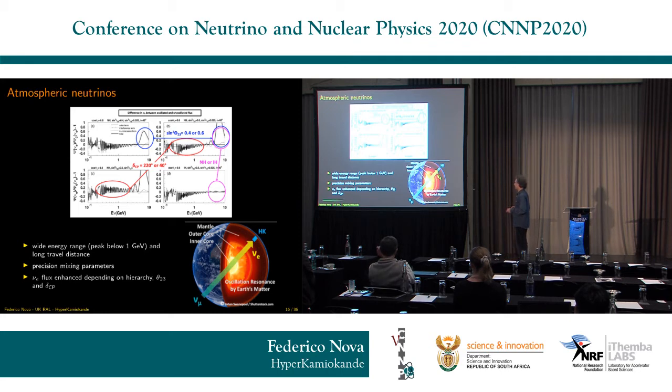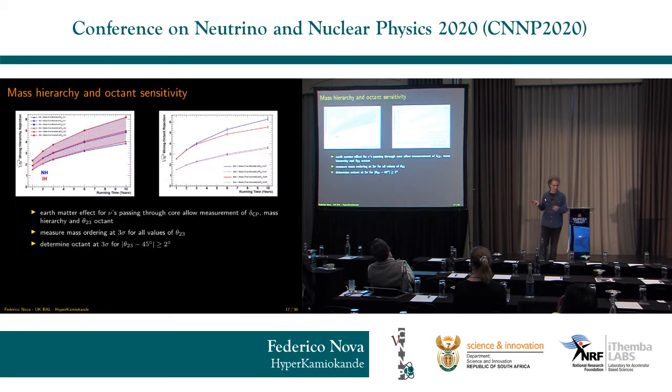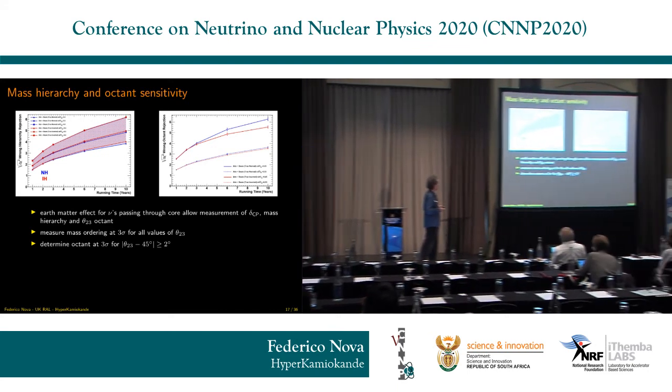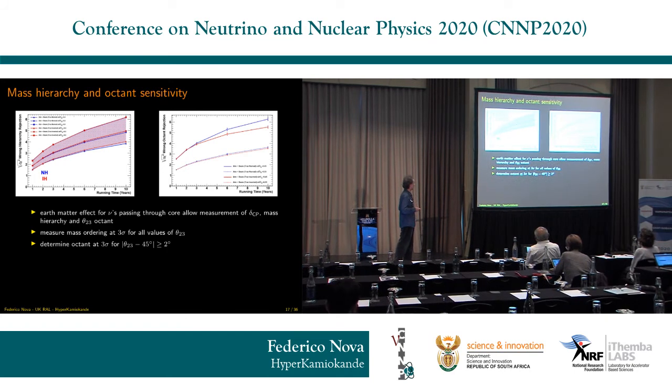But this enhancement depends on three things. It depends on the hierarchy, it depends on the octant of theta_23, and it also depends on delta CP. So that is our handle for measuring both the mass ordering at the 3 sigma level after 10 years of running, and the octant at the 3 sigma level after 10 years of running, which is like the minimum amount that we conceive to be running for.